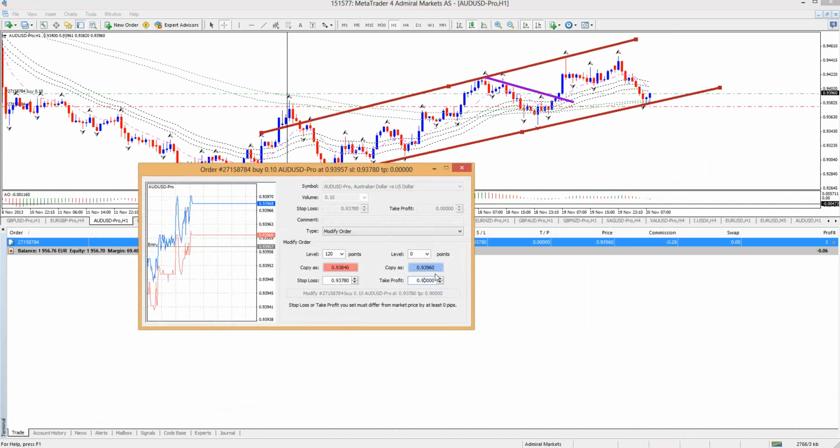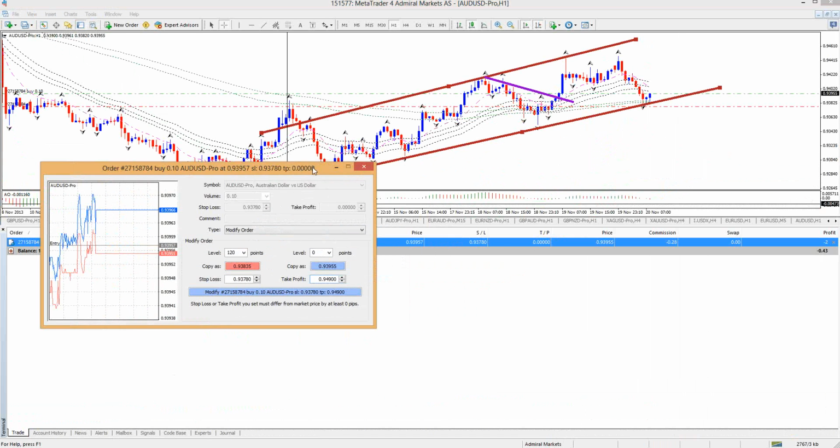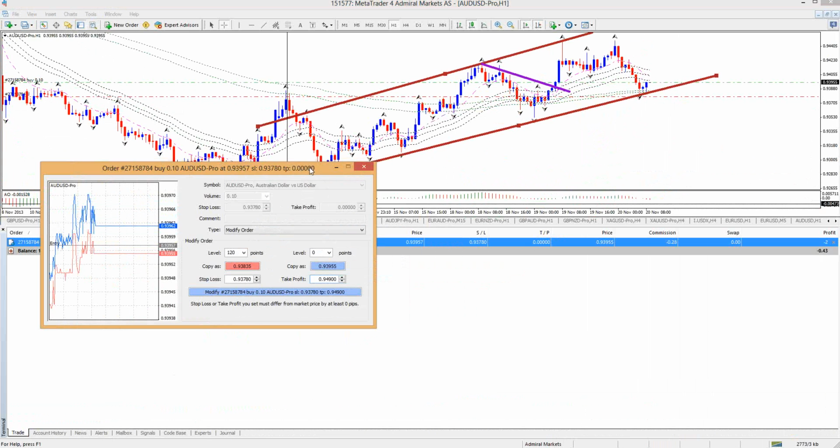I mean, if it gets that high, who wouldn't want to walk away with 100 pips versus I had 18 risk. It's just less than 100 pips, in fact, 94 versus 18. That would be 5.